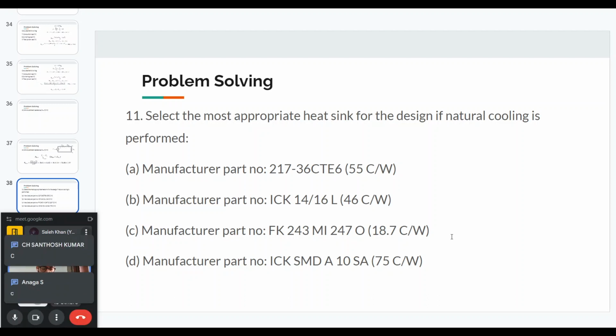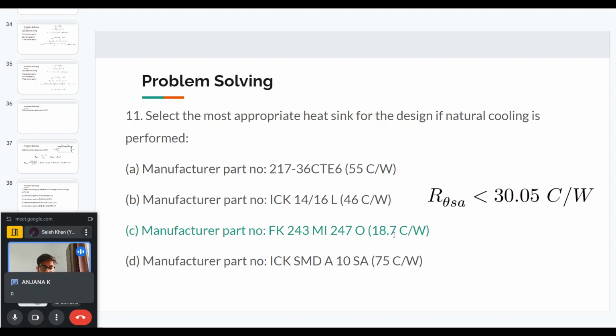Yes, so the thermal resistance that we choose should be less than 30. That means the only option that satisfies this condition is C, because the thermal resistance here is 18.7 centigrade per watt.